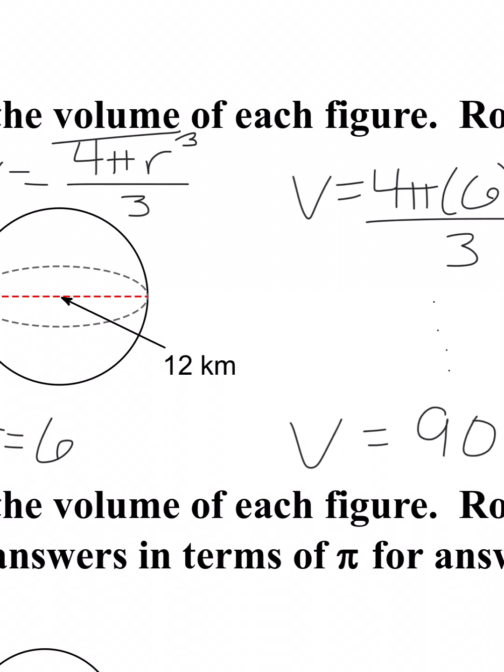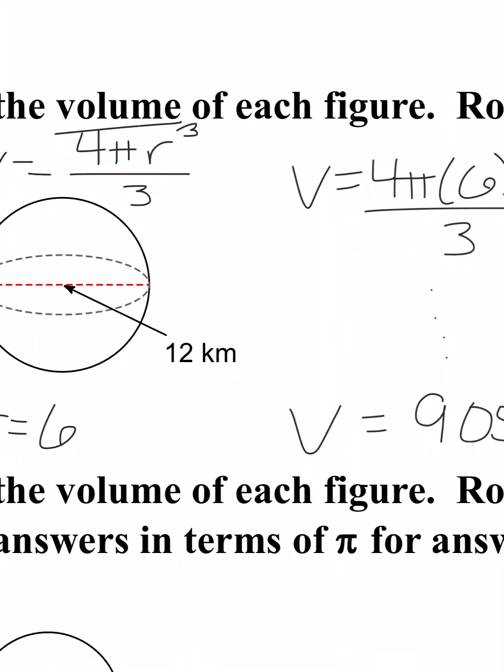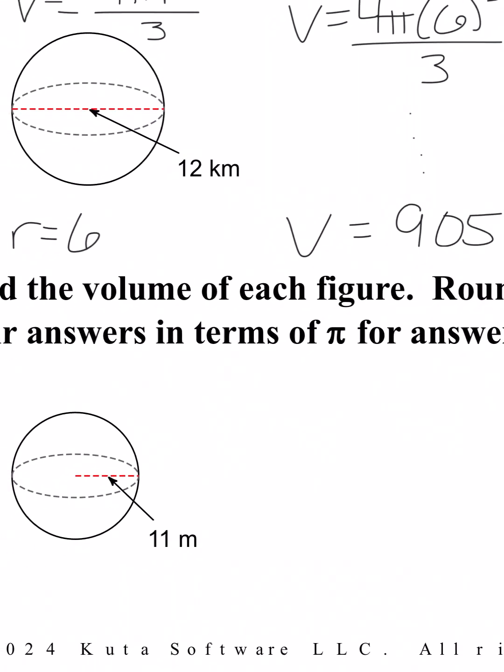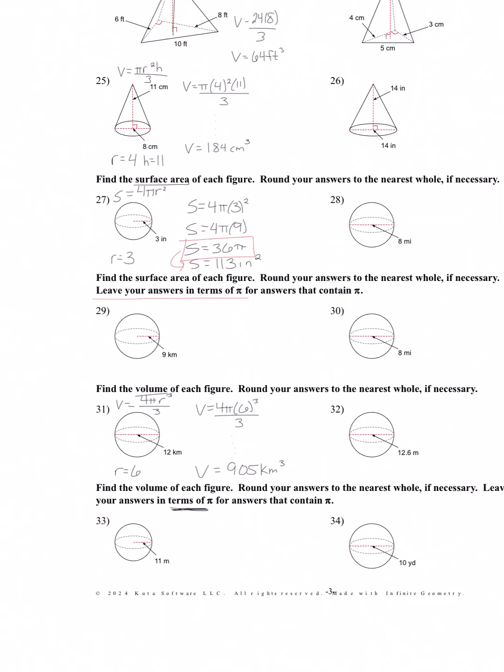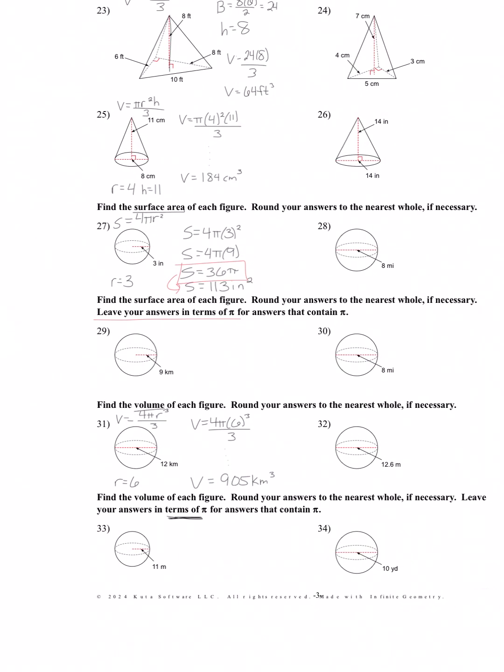What'd you guys get for your final answer? Yep. I'm gonna round up to 905. And what is our label? Kilometers cubed. And again, what's different about 32 and 34? Leave it in terms of pi. Yep. Okay, any questions on the back side or any of the review? Okay.